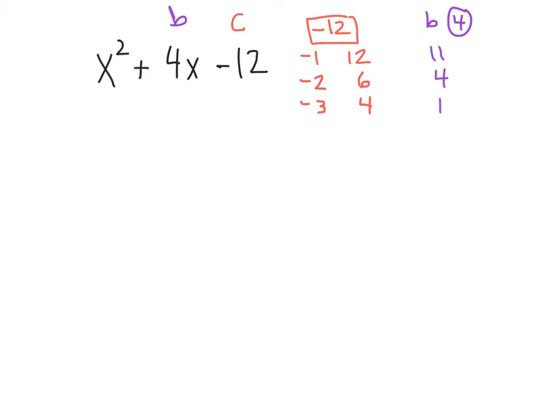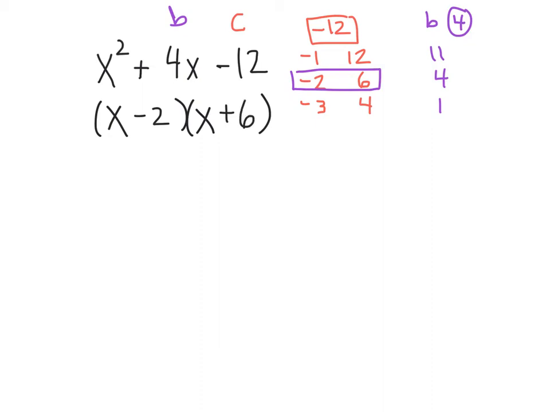All right, so which of these is what we need? Well, we found it right here. We needed 4, and sure enough, we have 4. So since we found our B values to match there, we know these are the factors we need. I'm going to go ahead and write my parentheses down. X times x will give me this x squared here. And then we need the factors of negative 2 and positive 6.